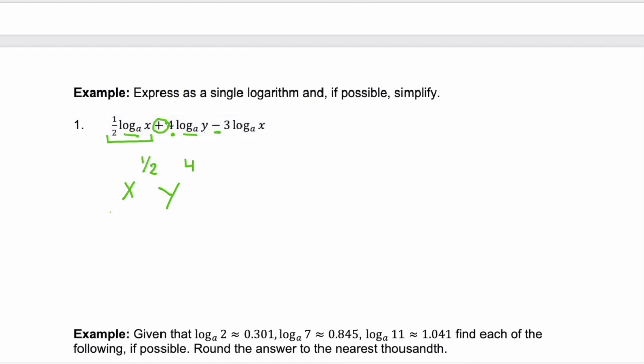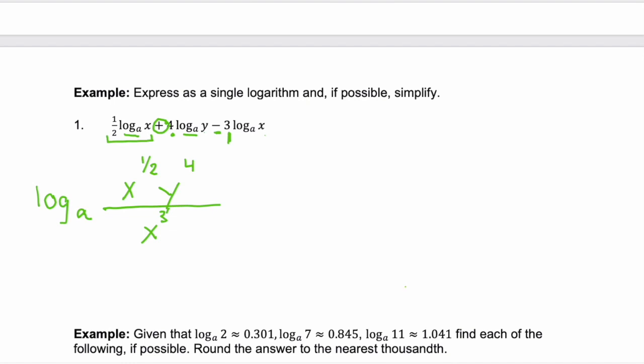Next, we have subtraction, which means division, or the quotient rule. We have an exponent of 3, log a of x. So this is x to the power of 3. And they all had the exact same log of base a. So this is log of base a.